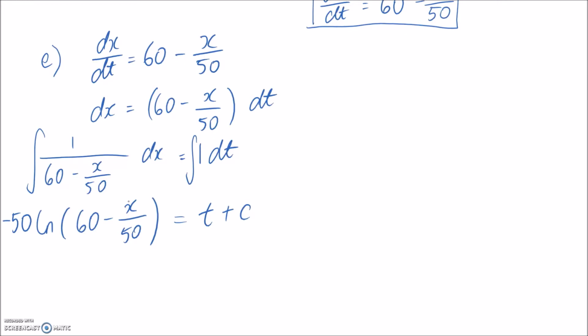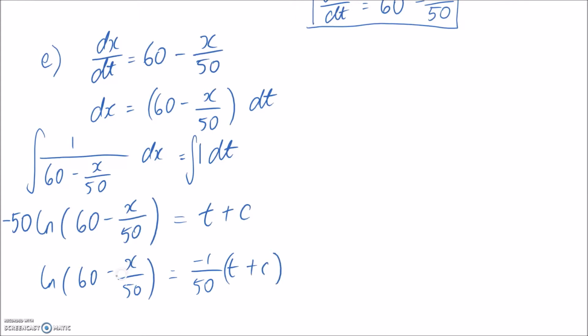So how I'm going to start by doing that is dividing by negative 50. So if we do that, it moves to the other side, and we're going to end up with negative 1 on 50. I'll put it as t plus c in brackets.